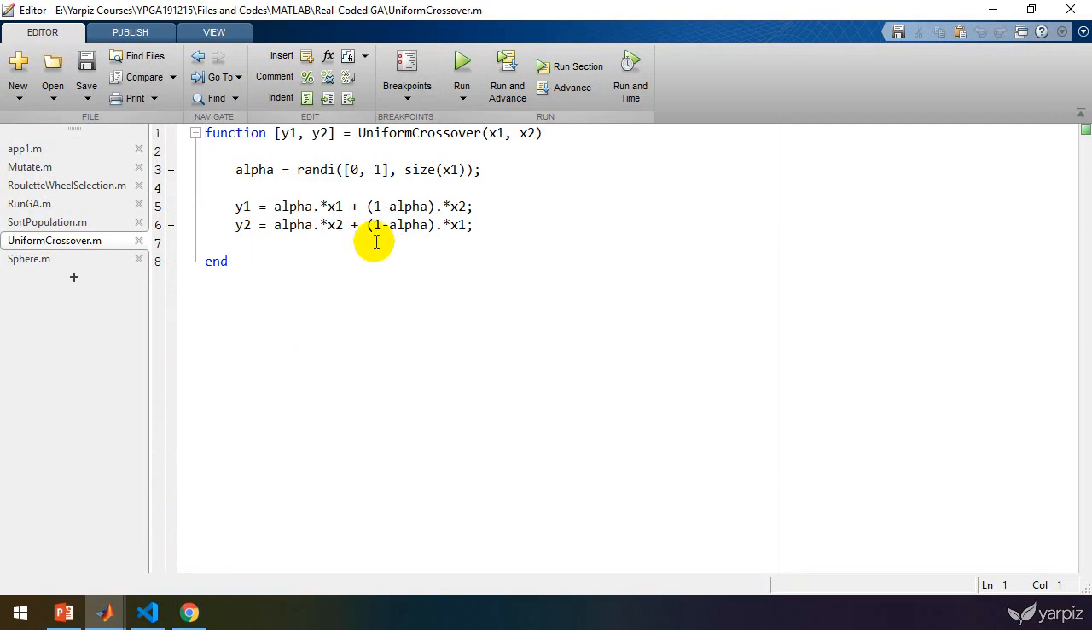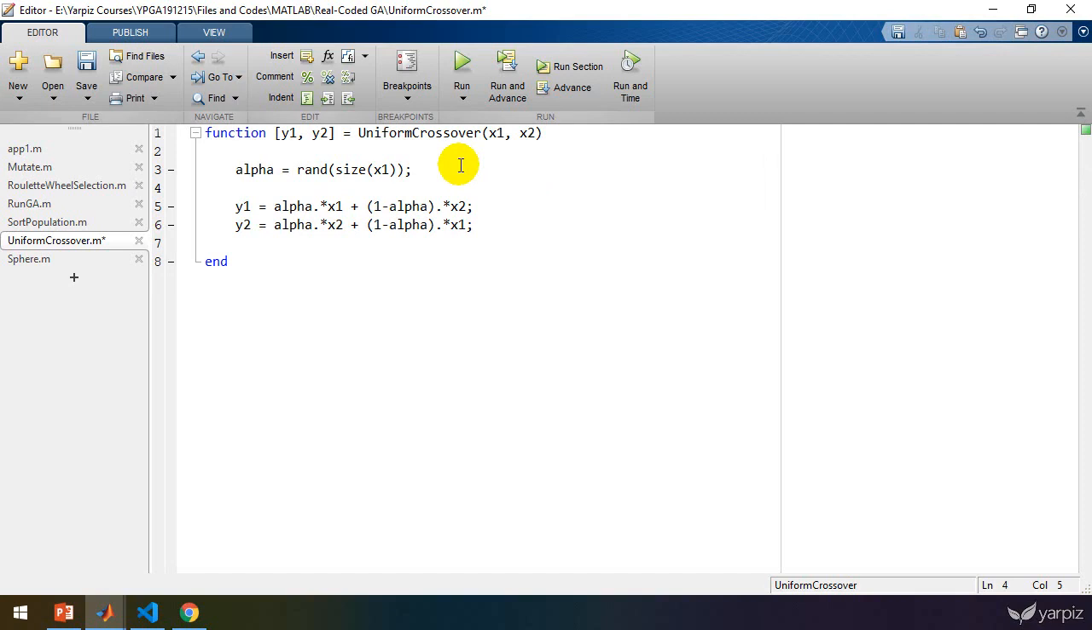For uniform crossover, we have the general structure here, and I think it's enough, but we must change the alpha. Here we have random integers from 0 to 1, but we must change this to have continuous values. So we're going to generate random numbers from 0 to 1 with the same size as x, and this will change our uniform crossover to real coded uniform crossover.